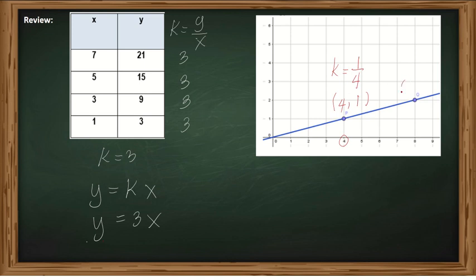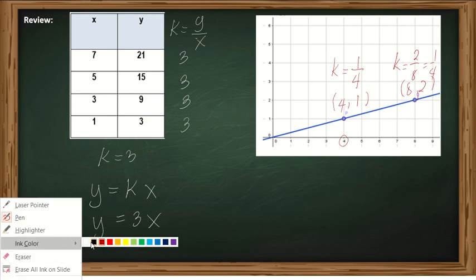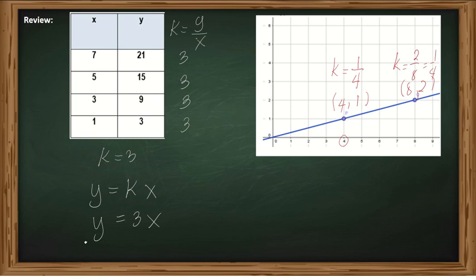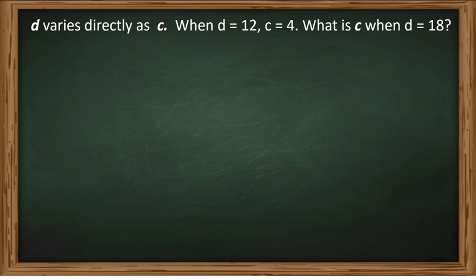Even if you're going to make use of this point with coordinates 8 and 2, still the constant k is 1/4. You have 2 over 8 and that is 1/4. So we have our constant is 1/4. Okay. So we can now write the equation of variation as y is equal to 1/4 of x, or y is equal to x over 4. Okay? Let's have problem solving here.